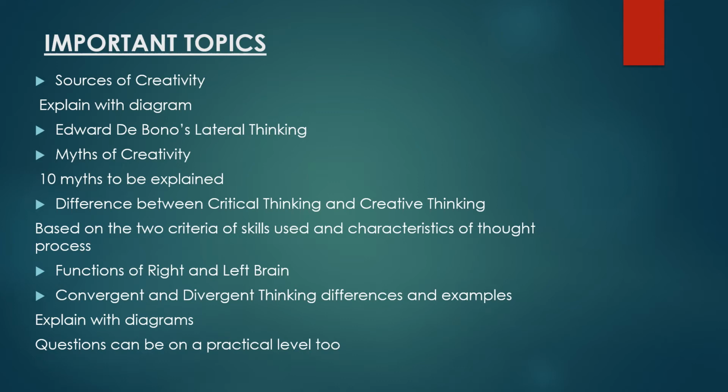Convergent and divergent thinking. This question can come in 2 ways. Similarly to critical thinking and creative thinking, the format can be that they give you certain sentences and ask whether you should think critically or creatively. The same pattern can be followed for convergent and divergent. If the question is direct, you have to draw the diagram and write what convergent thinking is and what divergent thinking is. If it is indirect, if they give you certain sentences and ask what kind of thinking it is, accordingly you should write.